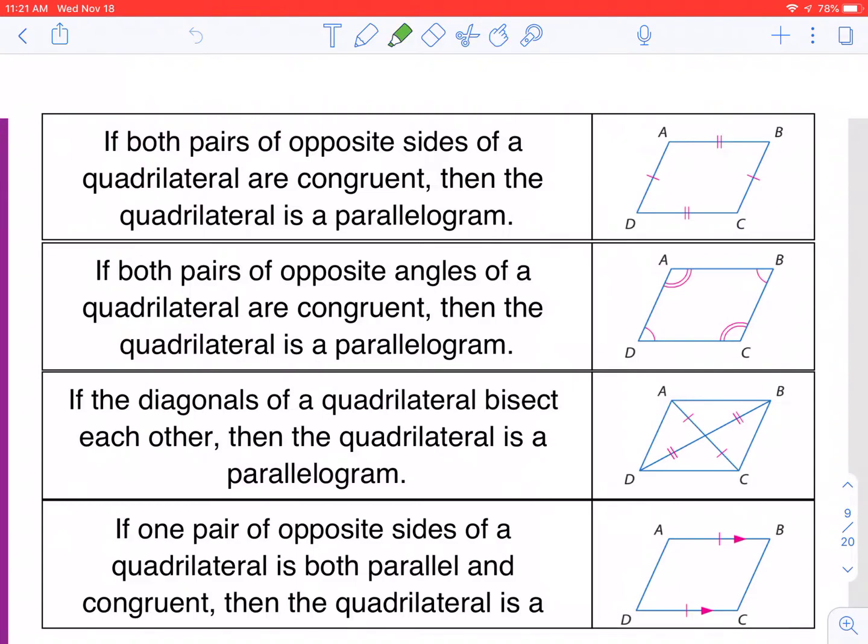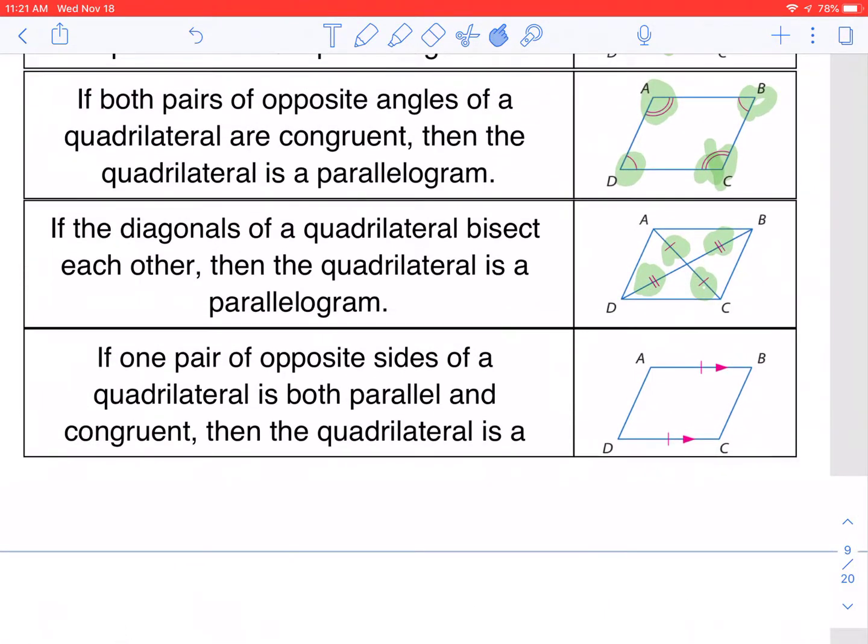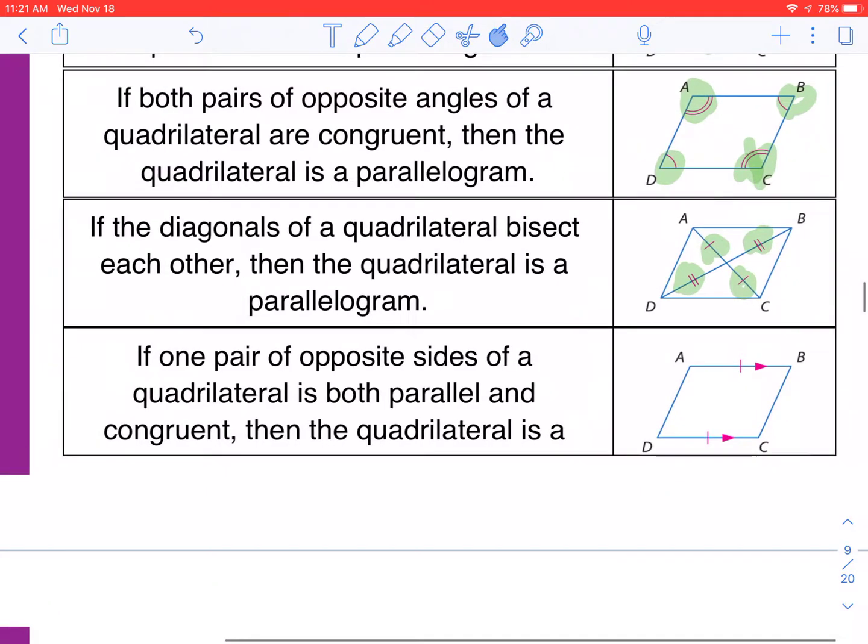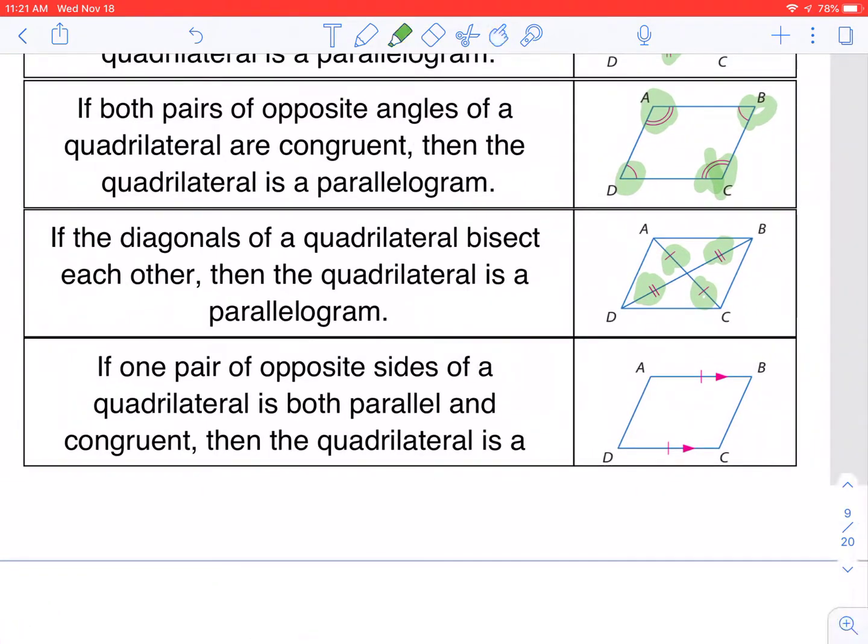So we have, if both pairs of the opposite sides of a quadrilateral are congruent, then it's a parallelogram. If both opposite angles are congruent to each other, then it's a parallelogram. If the diagonals bisect each other, then it's a parallelogram. If one pair of opposite sides is parallel and congruent, in other words, parallel and congruent on one side, that means the other side has to be parallel and congruent, and therefore a parallelogram.